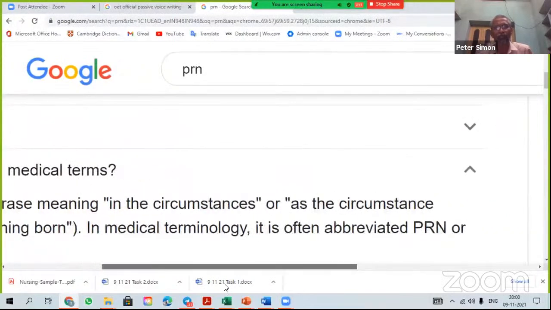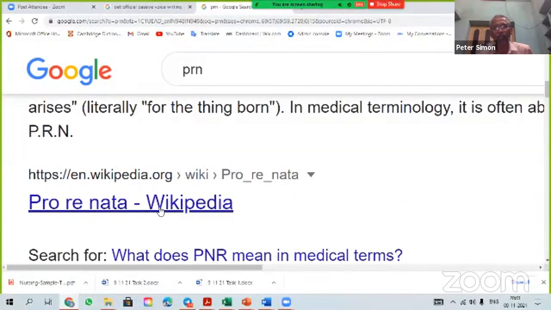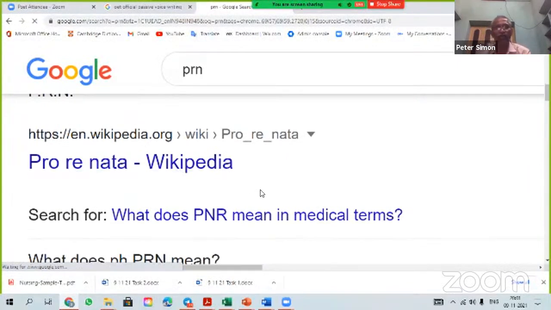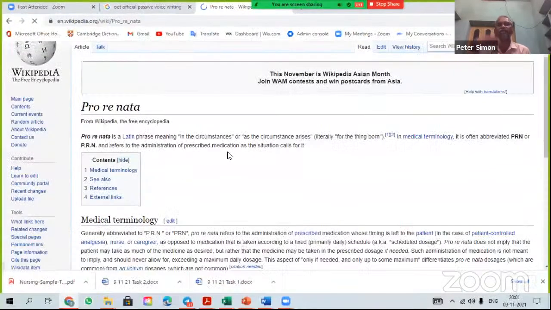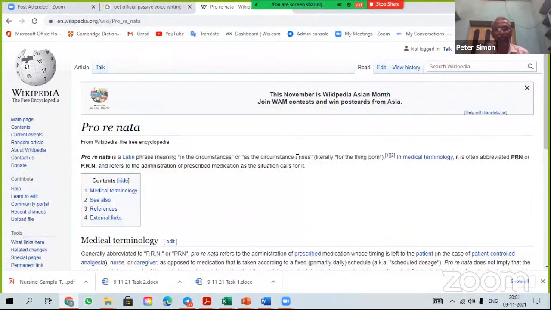So you can see pro re nata in Wikipedia also or wherever it is. As required, whenever required, according to the relevant circumstances, in the prevailing situations. However you want to write, don't write PRN, change it. You can write whenever necessary, or according to the situation. So this is how you are going to use it.